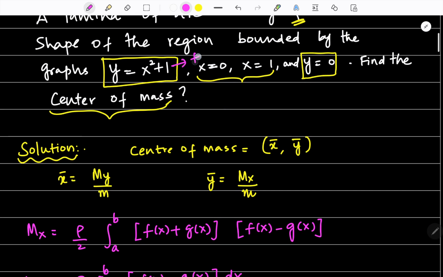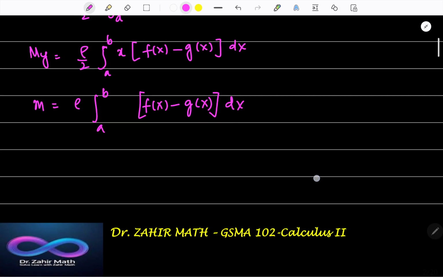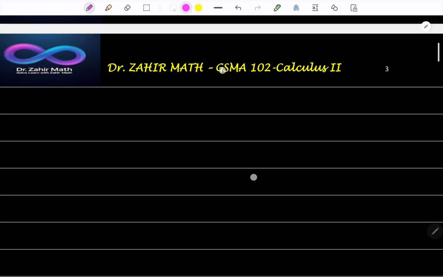This is your function f of x. What's your function g of x? This is your function g of x. And the limits are what? 0 to 1, right? So let's go to the question.